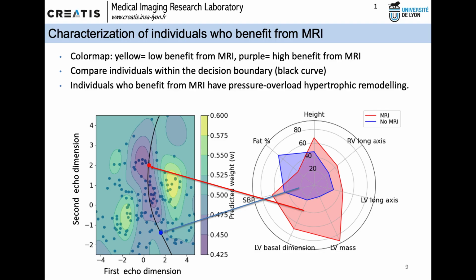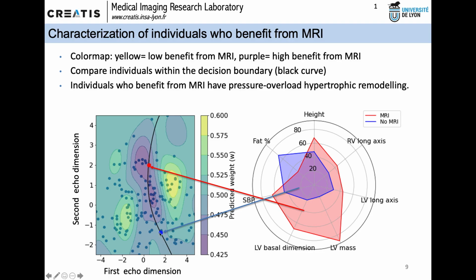The last result will be to see if we can say something about which individuals can benefit from MRI and those who can't. For that, we have a plot in the X0 space. We have a color map with the weights. The weights in purple mean that it's pertinent to acquire MRI, and yellow means that it's not. Firstly, we can see that there are those two clusters of yellow far from the decision boundary.